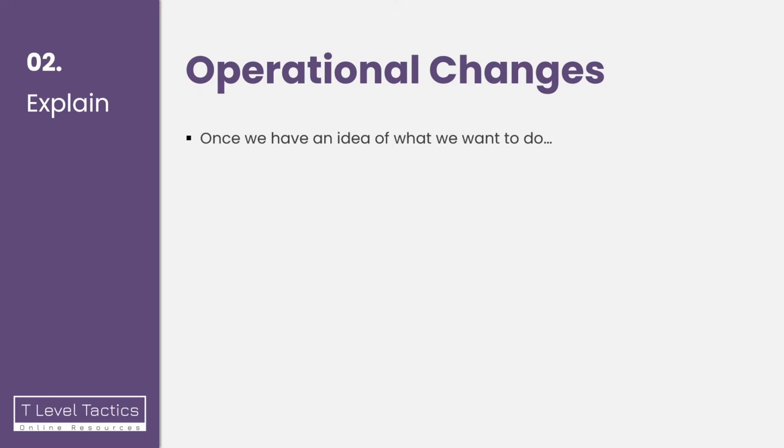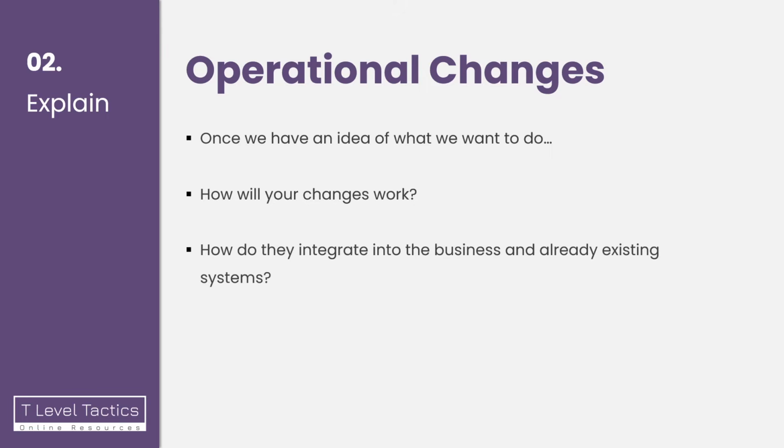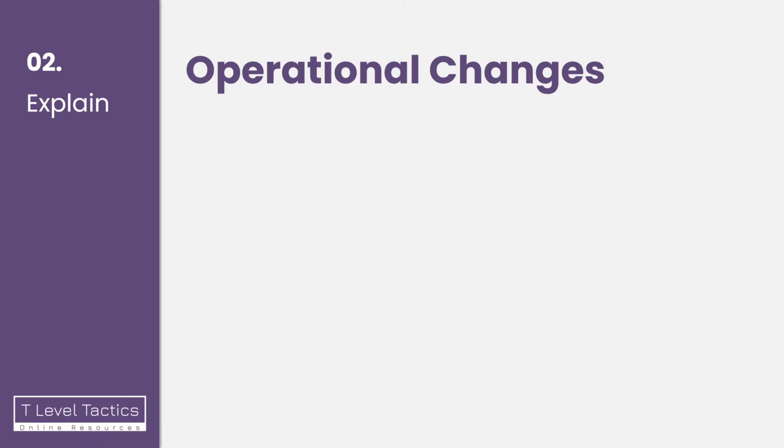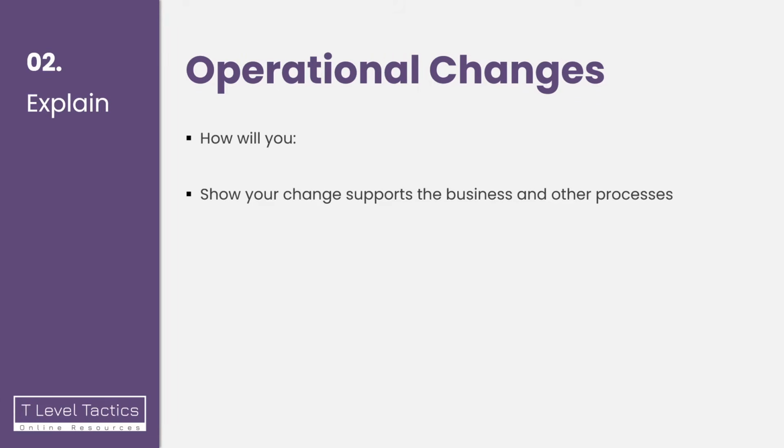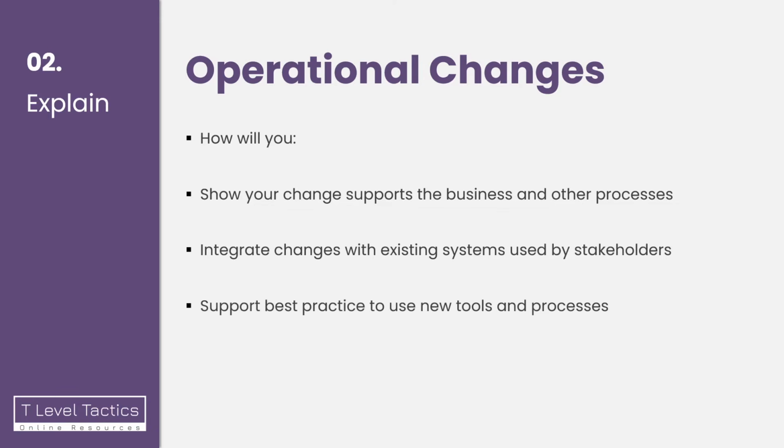So once we've got an idea of what we want to do, how are we going to make our changes work? How do they integrate into the business and already existing systems? How are we going to make sure that the changes are effective? How are we going to show that the change supports the business and other processes? How are we going to integrate these changes with existing systems used by stakeholders? How are we going to support best practice to use these new tools and processes? And how are we going to fix any issues and prevent downtime? These are the kind of questions that we'll need to think about and address.